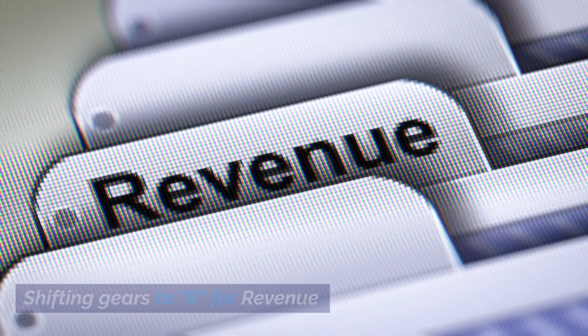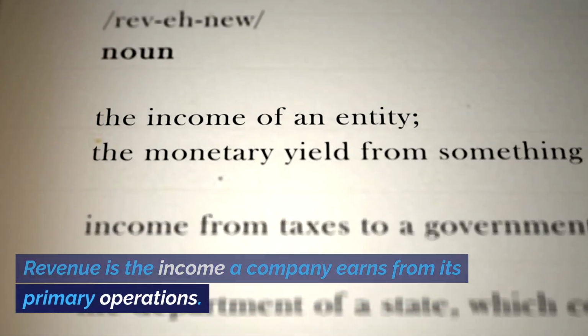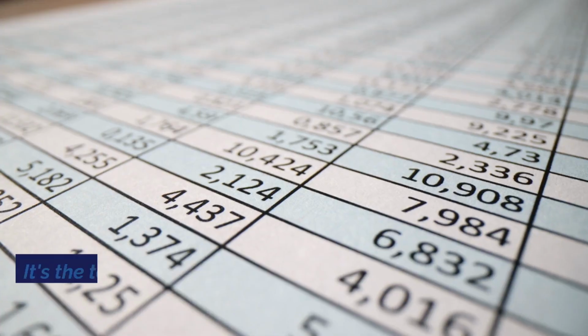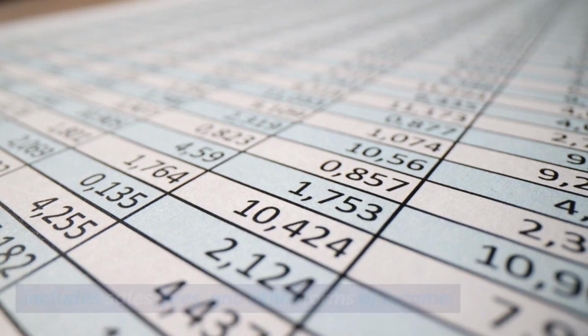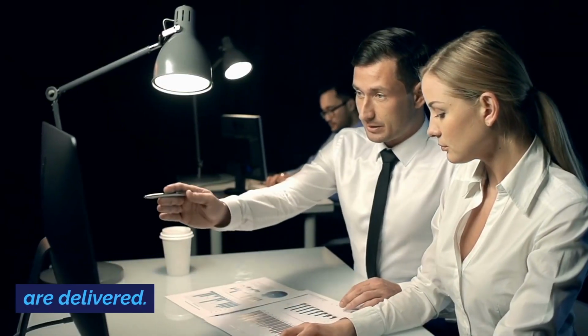Shifting gears to R for revenue. Revenue is the income a company earns from its primary operations. It's the top line of the income statement and includes sales, fees, and other forms of income. Revenue is recognized when goods or services are delivered.